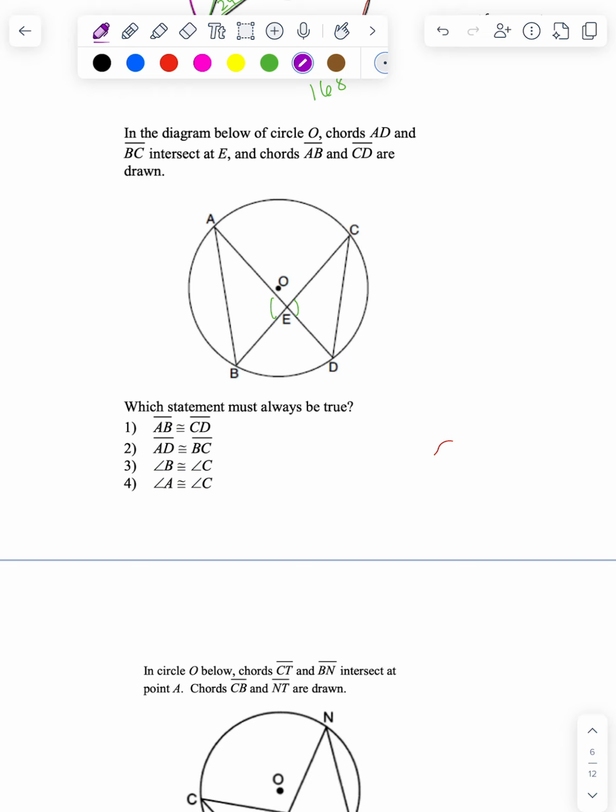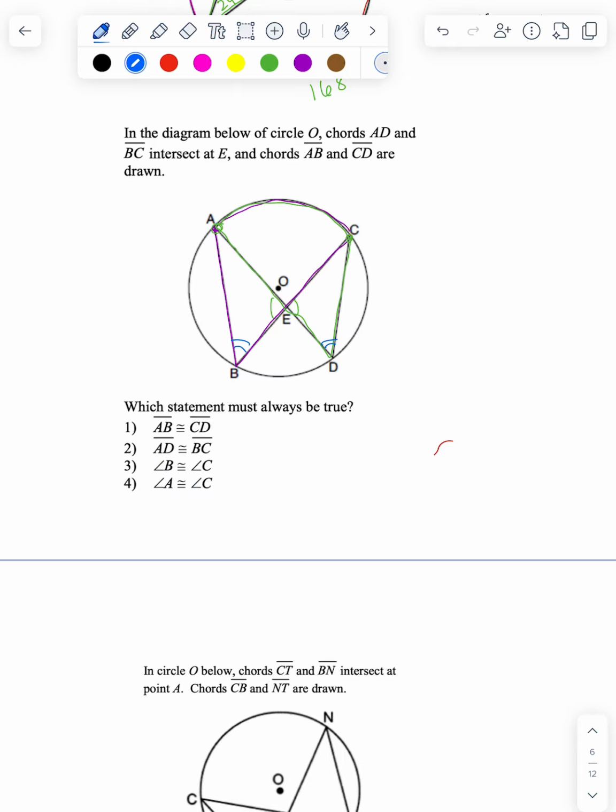I notice that we have inscribed angles here. One of the inscribed angles I see is angle ABC. And angle ABC hits the circle at A and C, so it intercepts arc AC. I also see inscribed angle CDA, and that inscribed angle also hits the circle at AC, so its intercepted arc is also AC. So those angles would be congruent because inscribed angles that intercept the same arc are congruent to each other.